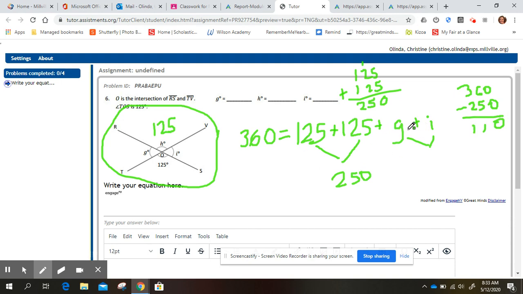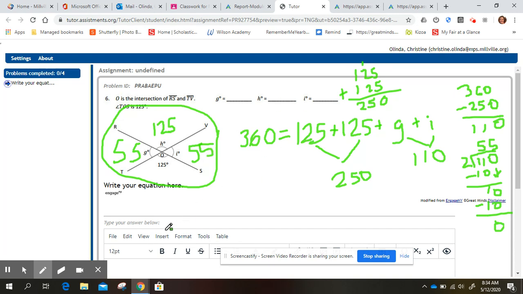But that's not the answer for G and I, because that's what I would get if I added G and I together: 110. So now I have to think what number plus the same number equals 110. The easiest way to figure that out would be to divide 110 by 2. So 2 cannot go into 1, but it can go into 11 5 times. So 5 times 2 is 10, and we subtract. Bring down the 0. And then 5 times 2 is 10 again, and you subtract, and you bring down the 0. And so each G and I have to be 55 degrees.